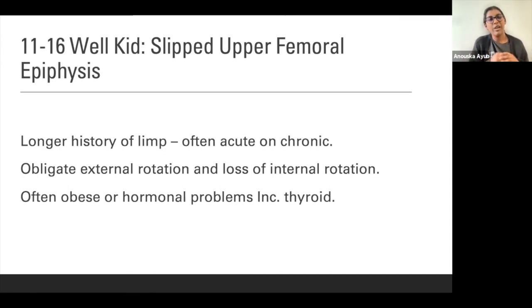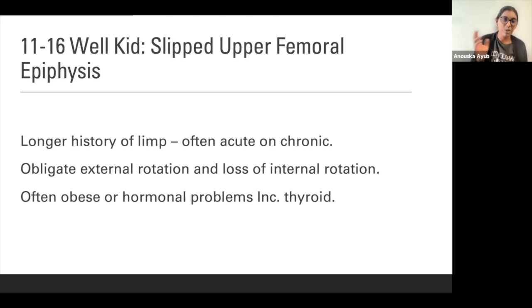But a longer history of a limp in an older kid often looks like, oh, when he's walking to school, he's very slow. He's got a little bit of a limp. It's been going on for a long time. He doesn't really say that he's in pain. He's still playing football, or she. They're still playing sports, but slower. They become withdrawn. It's often quite a psychological burden, things like that.